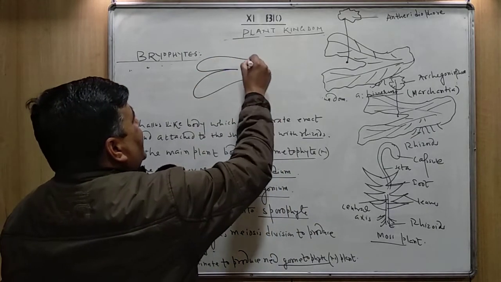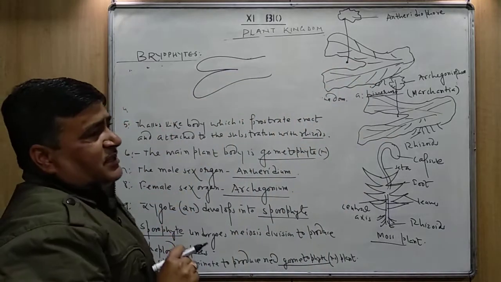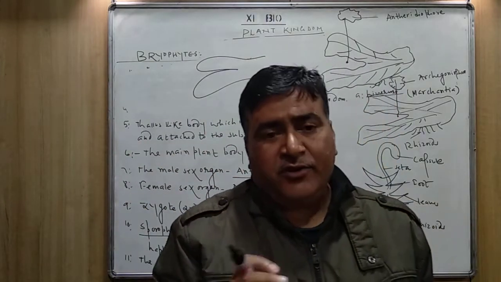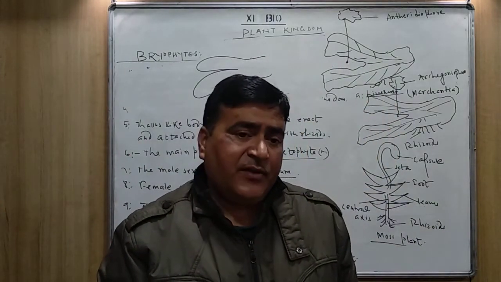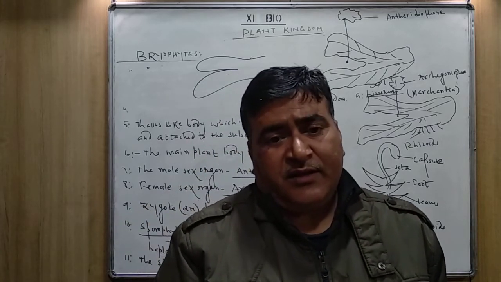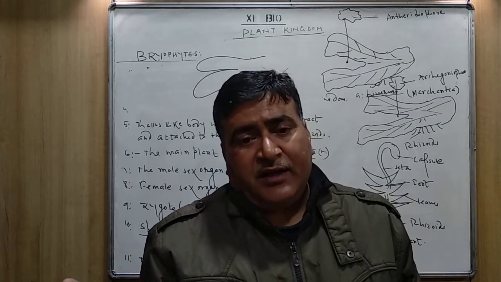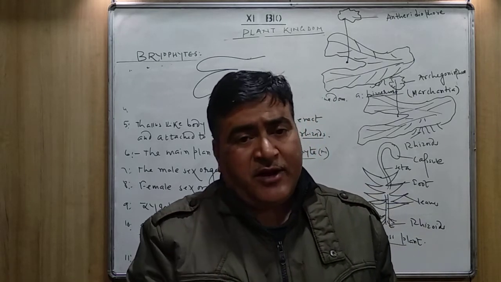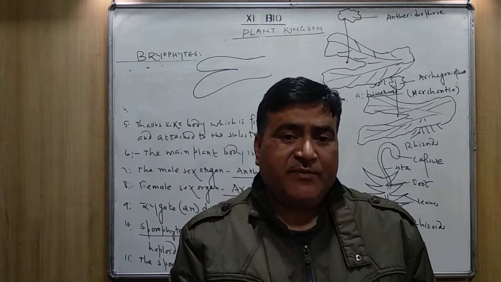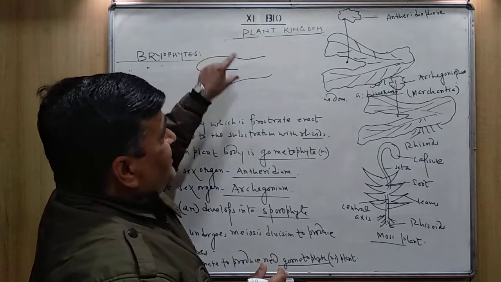You can see here, thalloid in nature means the body looks like this. This is the thallus. Here I have already drawn the thallus structure. In the previous lesson, I told you that the thallus is the body which is not well developed, and in the thalloid body, the body is not differentiated into root, stem and leaf.